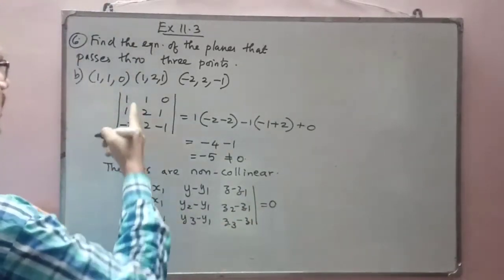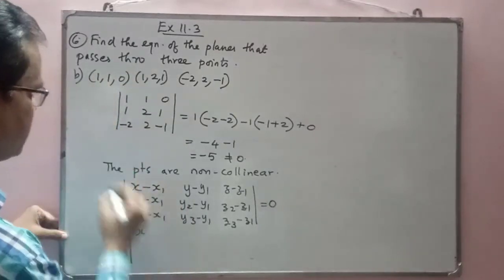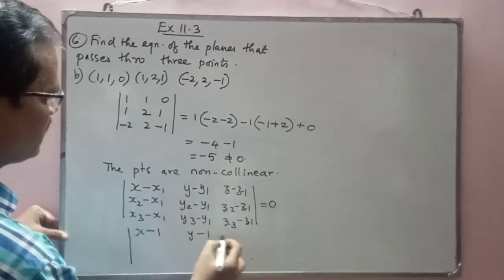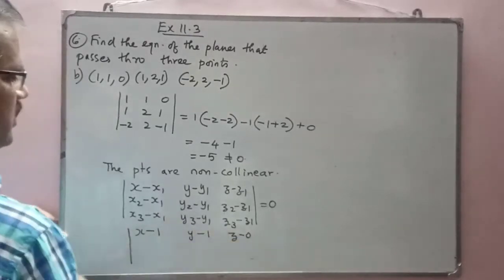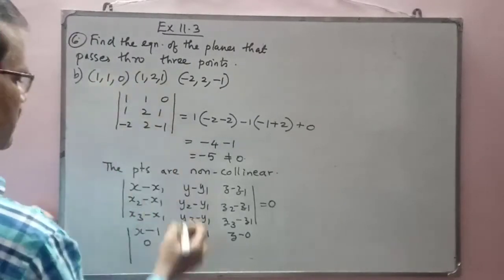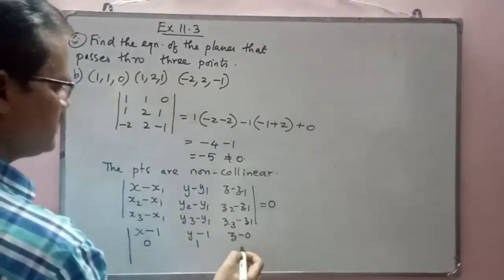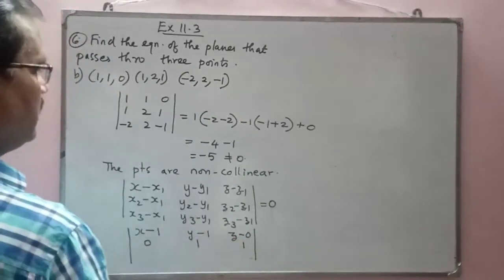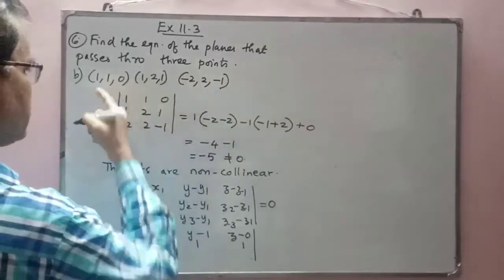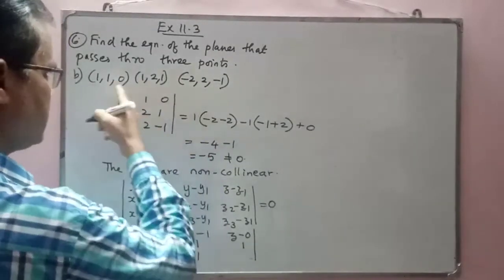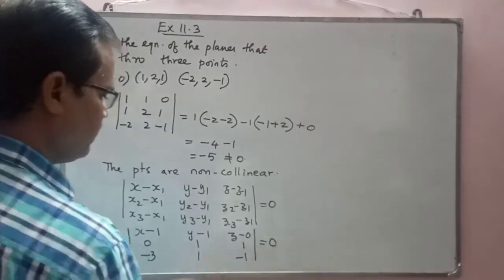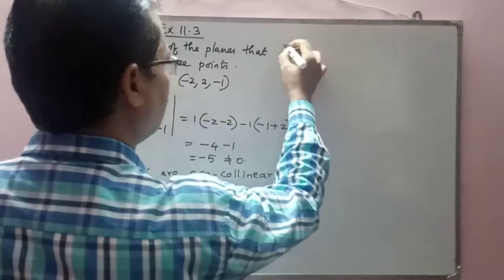Let us substitute the first point. This is x1, y1, z1. So x minus 1, y minus 1, z minus 0. Then I am doing x2 minus x1. 1 minus 1, 0. 2 minus 1, 1. 1 minus 0 is 1. Now x3: minus 2 minus 1, minus 3. 2 minus 1 is 1. Minus 1, 0. Minus 1 equals 0. Now again we will find the determinant.